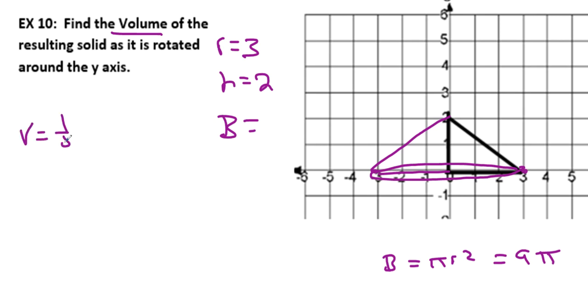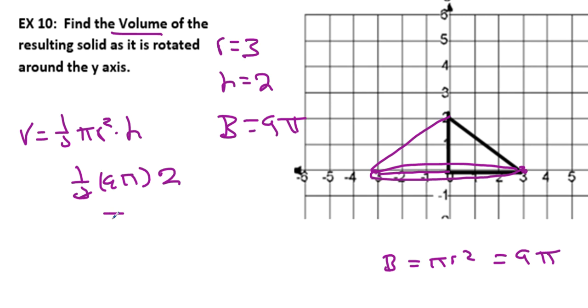Volume is equal to 1/3 pi r squared times height. So 9 pi, so I have 1/3 times 9 pi times 2. That's 3 times 2 is 6 pi. All right? And that's going to be units cubed. You can put that in the calculator and get a decimal answer.